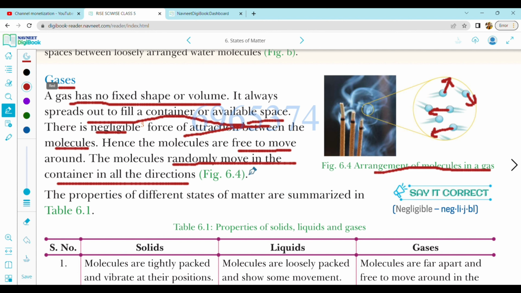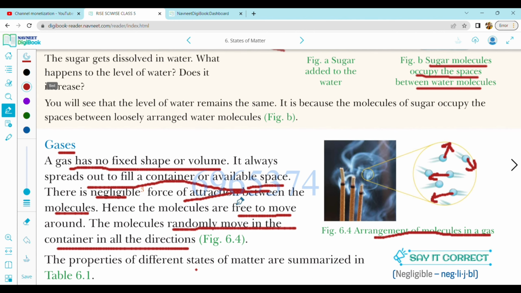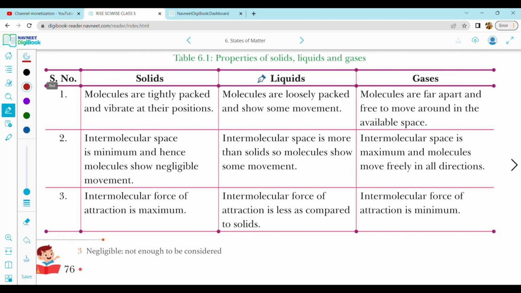Now here we are going to study the comparative or summarized form of the states of matter and properties of solid, liquid and gas. In solid, molecules are tightly packed and vibrate at their position. In liquids, molecules are loosely packed and show some movement. In gases, molecules are far apart and free to move around in the available space.